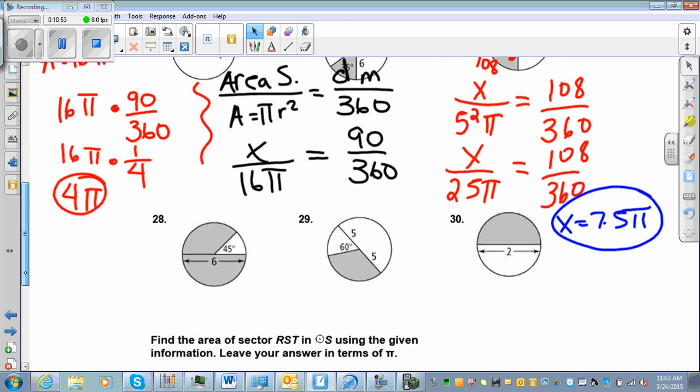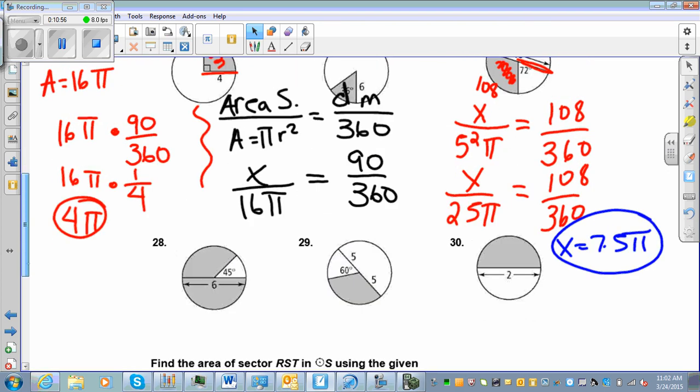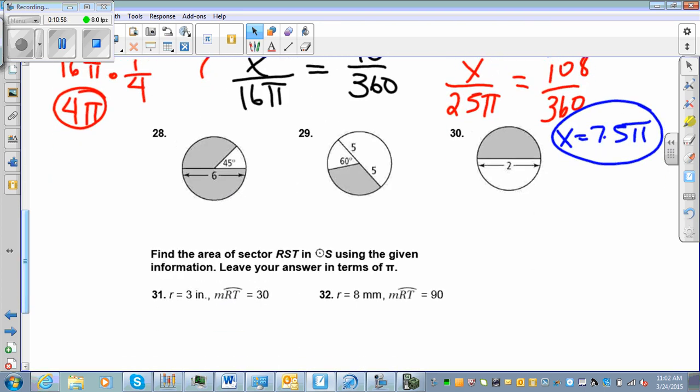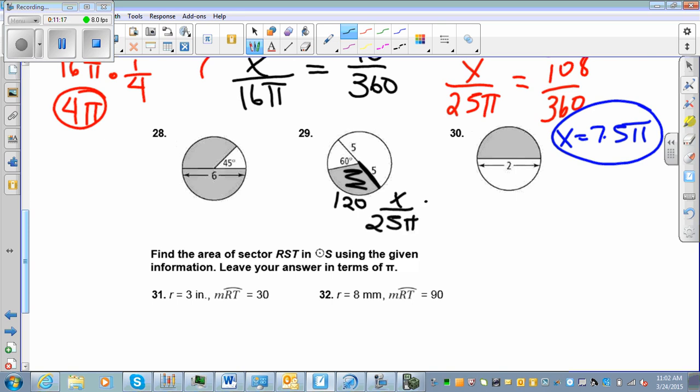All right, as we go down, the next one we're going to do is 29. Again, in 29, you're looking for this shaded region. So this is given to be 60, so this has to be 120. And the radius is 5. So I'm looking for x over pi radius squared. Radius is 5, which gives you 25 pi. The degree is 120 over 360 degrees. And all you have to do is do the same thing as you did with number 27.